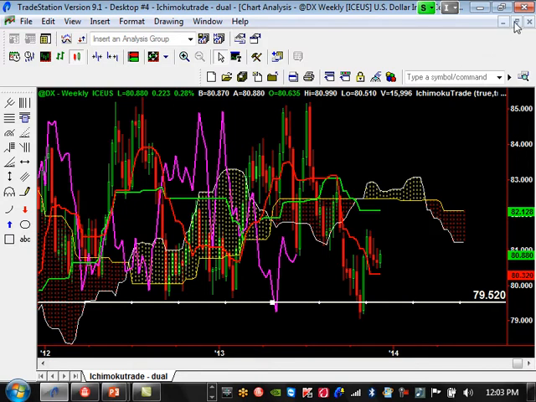Now, in order for it to continue on its consolidation pattern, go to the top of the consolidation pattern, its minor resistance is going to be 80.32. Resistance on this one's going to be 82.12.